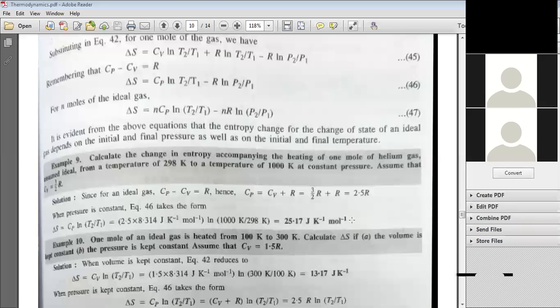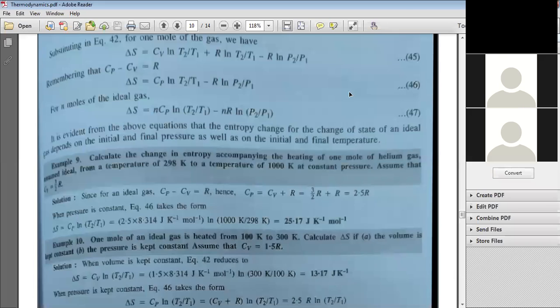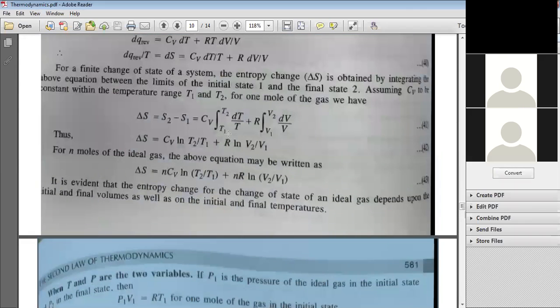Now another question: 1 mole of an ideal gas is heated from 100 Kelvin to 300 Kelvin, meaning we have T1, T2. It is an ideal gas, so definitely the expressions that we have discussed will be quite helpful. Calculate delta S if the volume is kept constant. Volume is kept constant means V1, V2 are constant. So T1, T2 are given, and V1, V2 are constant. Two variables are there, one is T1, T2, another is V1, V2. Definitely we have to make use of this equation.